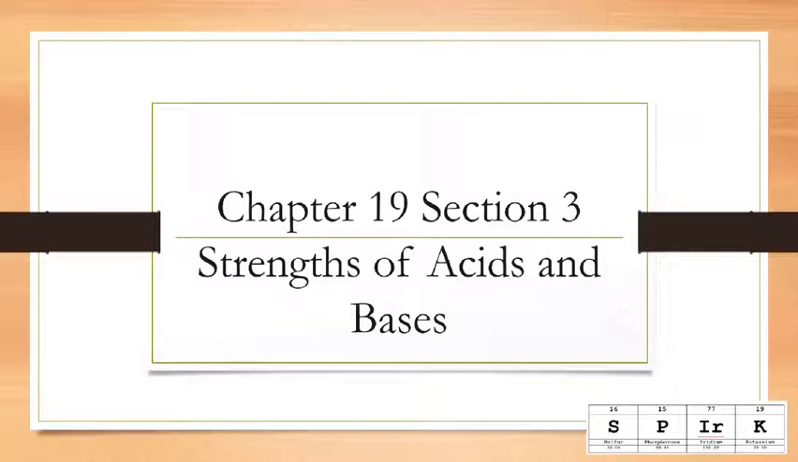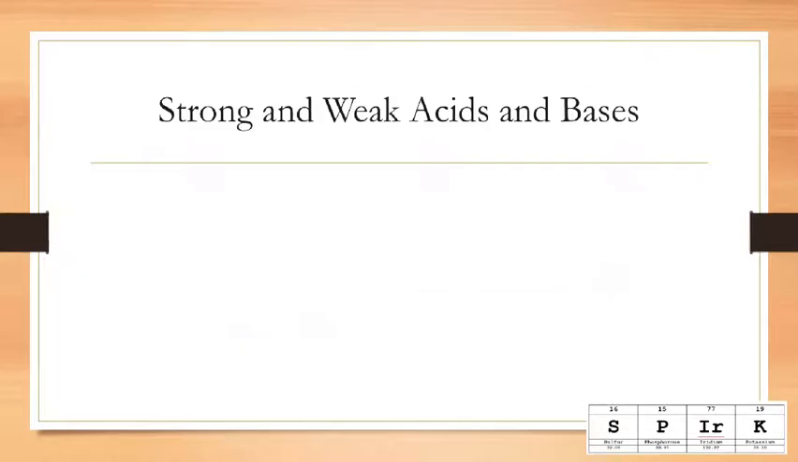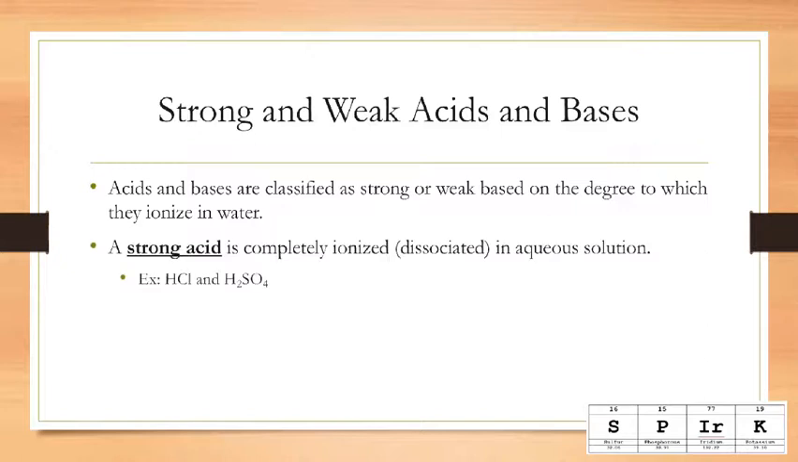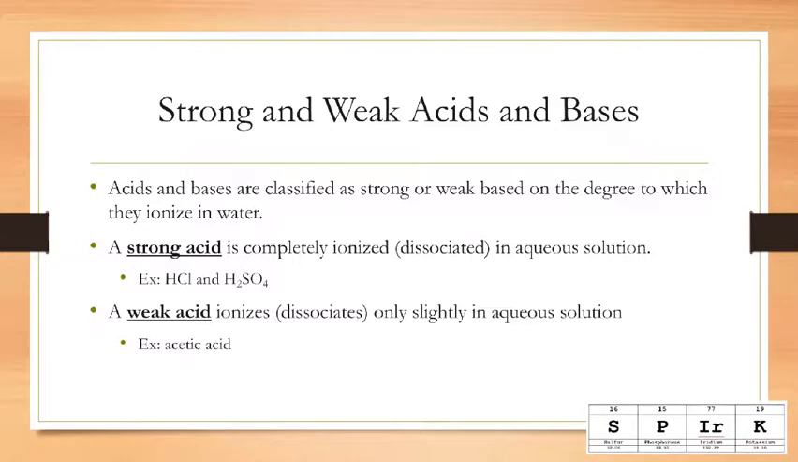This is Mr. Spurk, and this is your Chapter 19, Section 3 notes on strengths of acids and bases. So we're going to first talk about strong and weak acids and bases. Acids and bases are classified as strong or weak based on the degree to which they ionize or dissociate in water. A strong acid is completely ionized in aqueous solution, such as hydrochloric acid and sulfuric acid. A weak acid ionizes only slightly in aqueous solution, such as acetic acid.